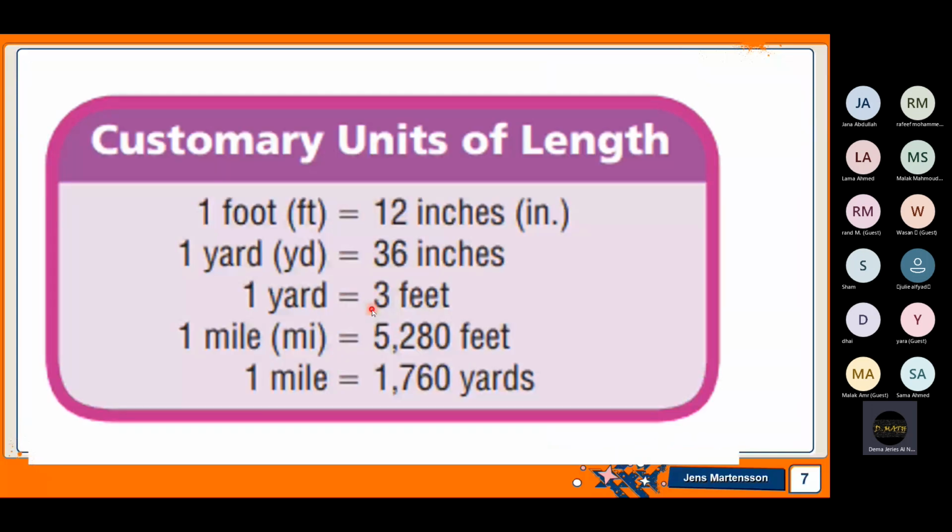Now, as you know, our book is an American curriculum, so we're going to start with the customary units of length. We're going to concentrate on how to convert from feet to inches, from yards to inches, from yards to feet, and from miles to yards. How can we convert between them? As we see here, we have a table with conversion factors. If I want to convert between feet and inches, each 1 foot equals 12 inches. So whenever you want to convert, you must go back to this table.